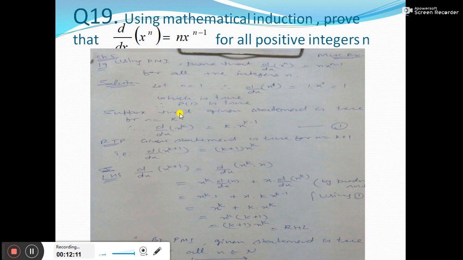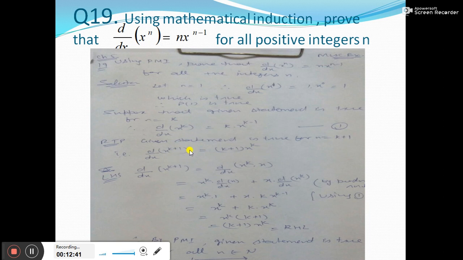And next step, suppose that the given statement is true for n is equal to k, and therefore we have to write derivative of x power k is equal to k into x power k minus 1. And then we have to prove the given statement is true for n is equal to k plus 1, and therefore changing this n into k plus 1, it becomes derivative of x power k plus 1 is equal to k plus 1 into x power k.